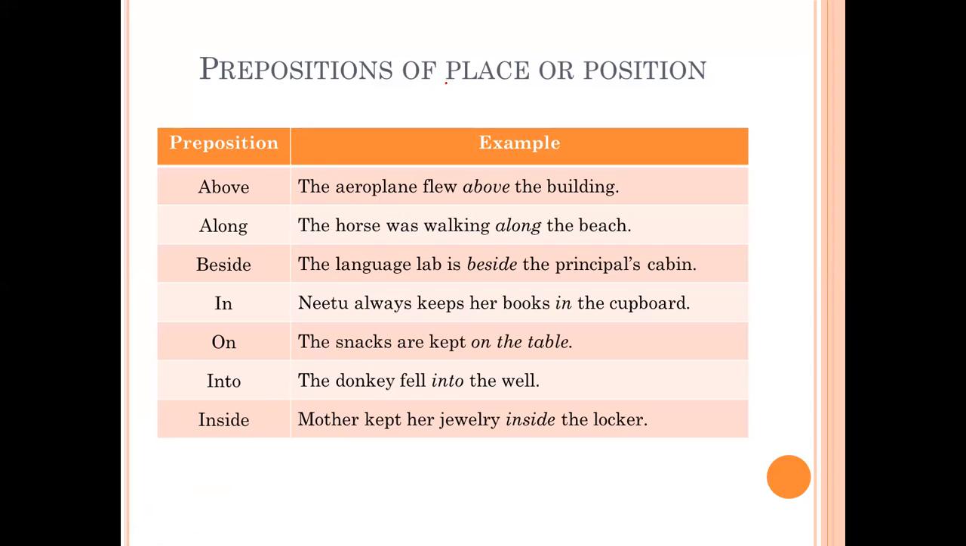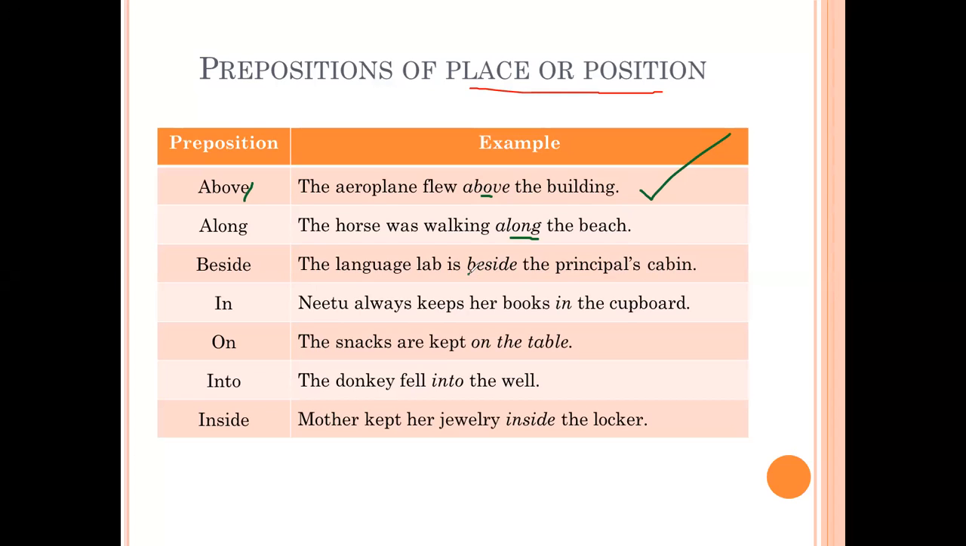So here the prepositions that you have studied are prepositions of place or position, and you will come to know from the examples that we are going to go through. First one, above: the airplane flew above the building. All these examples refer either to place or position, which you need to understand. Along: the horse is walking along the beach. Here the preposition along is referring to place. Beside: the language lab is beside the principal's cabin.